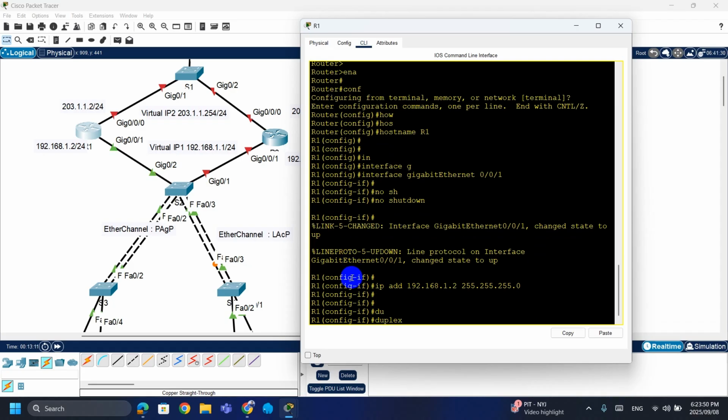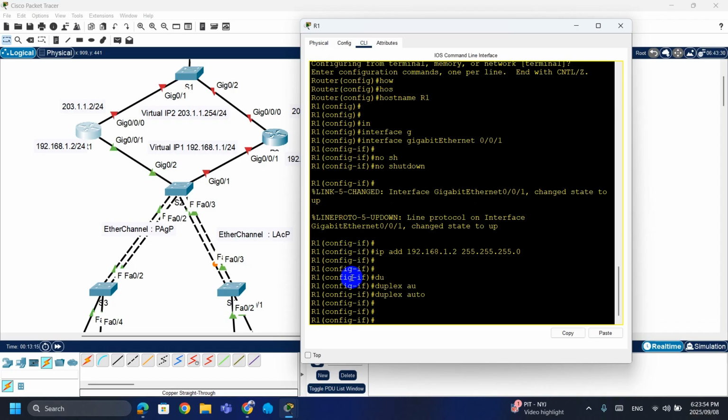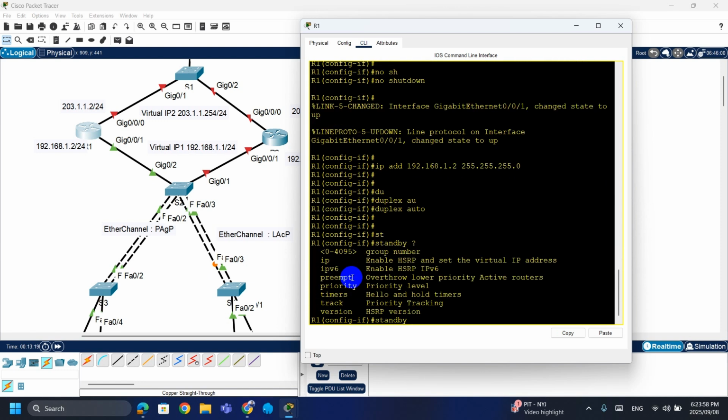This design provides high availability at both Layer 2 and Layer 3. EtherChannel protects against link failure between switches, and HSRP protects against router failure. Together, they ensure that the LAN can always reach the WAN and the server, even if one router or one uplink fails.